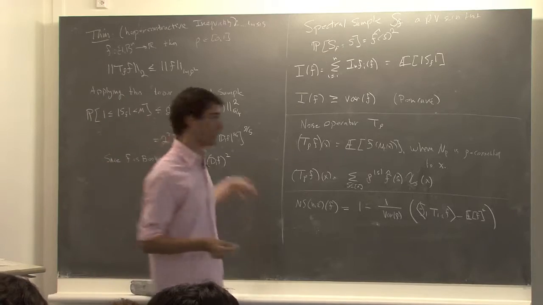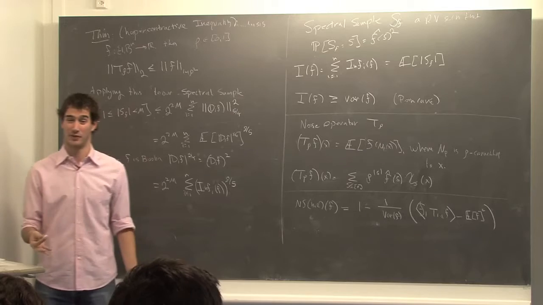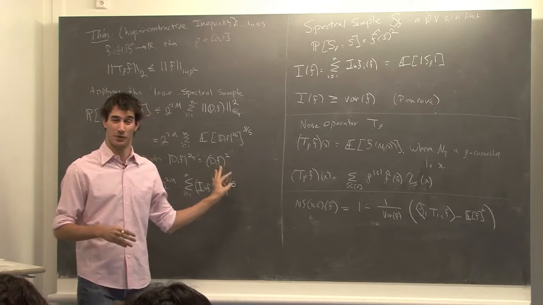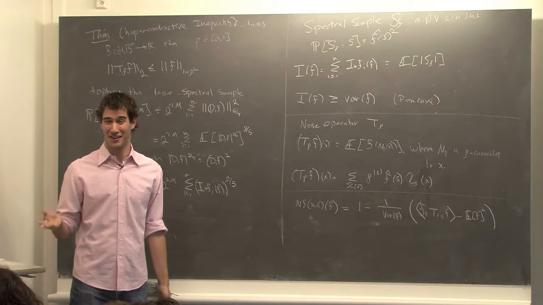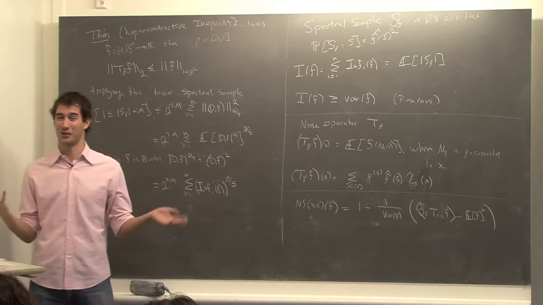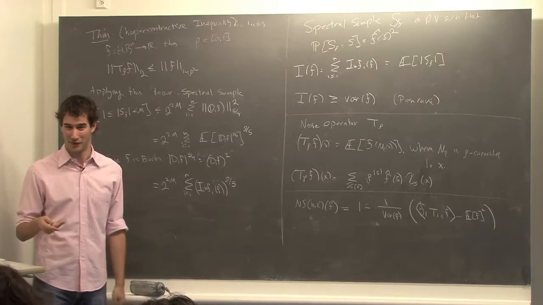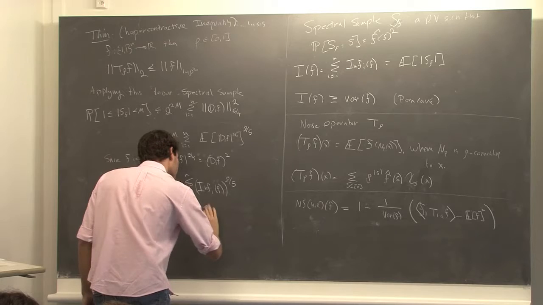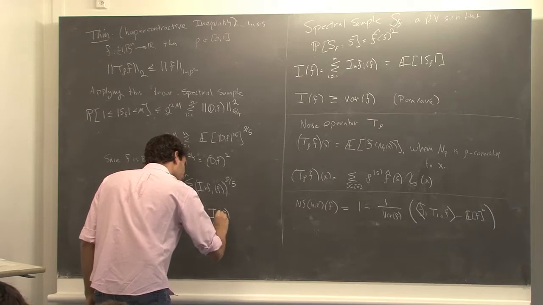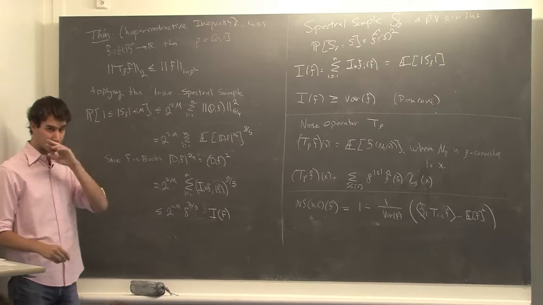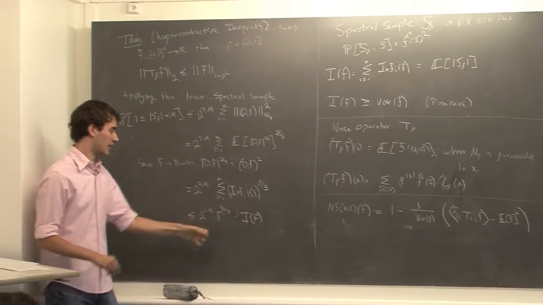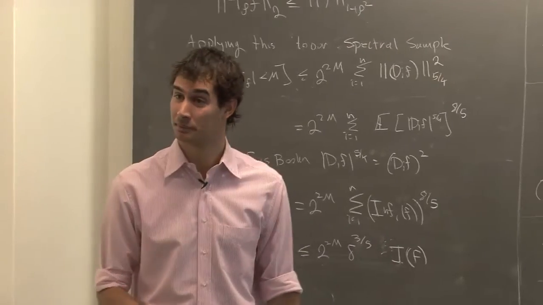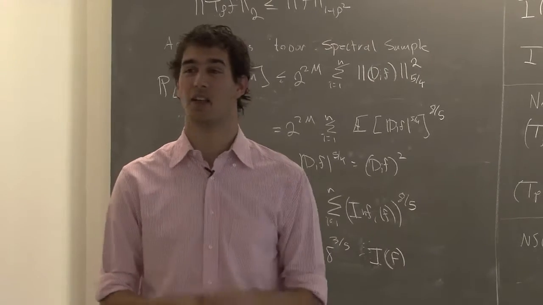Now we're getting somewhere, right? I've got the spectral sample controlled in terms of something which looks like my influences to a weird power, but still the influences. So what am I going to do now? Well, I'd like to get just the L1 norm. And I'm going to want to do this in terms of the L infinity norm. If you really want to think about it, you can say I'm using Holder in the 1 infinity case. But really, I'm just pulling out a maximum to the 3/5. So what I have is that the probability of being between 1 and m in the spectral sample is now controlled by my L infinity norm, my L1 norm, and some constant that depends on m. So basically all that's left is algebra now.